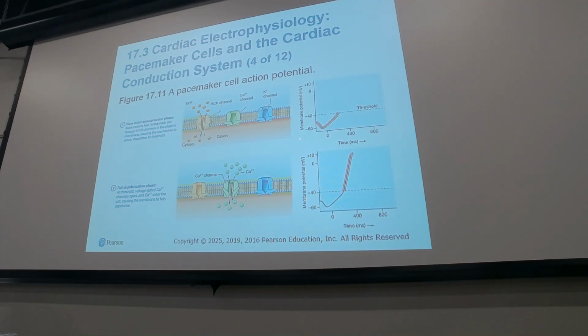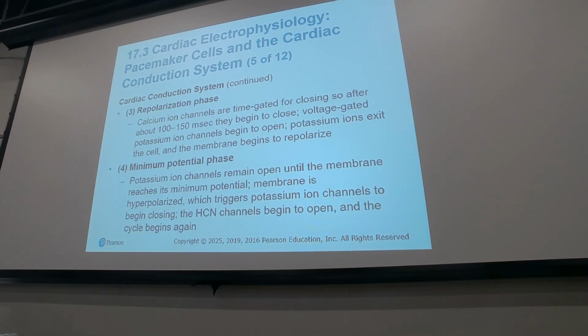So in this graph, what you can see in the y-axis is the millivolts from minus 60 to plus 10 millivolts, and in the x-axis, you have the time in milliseconds. So you start at 0 milliseconds, and when you are at 400 milliseconds, you have reached your full depolarization. So your cell from being negative becomes positive.